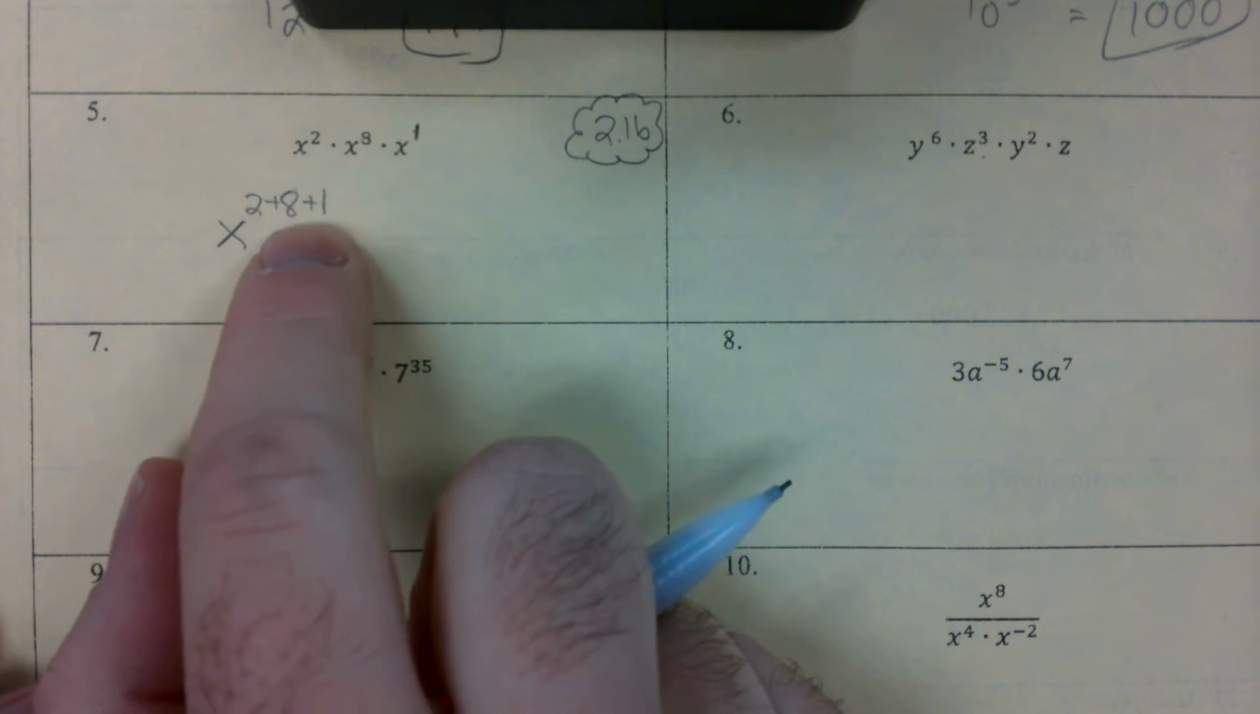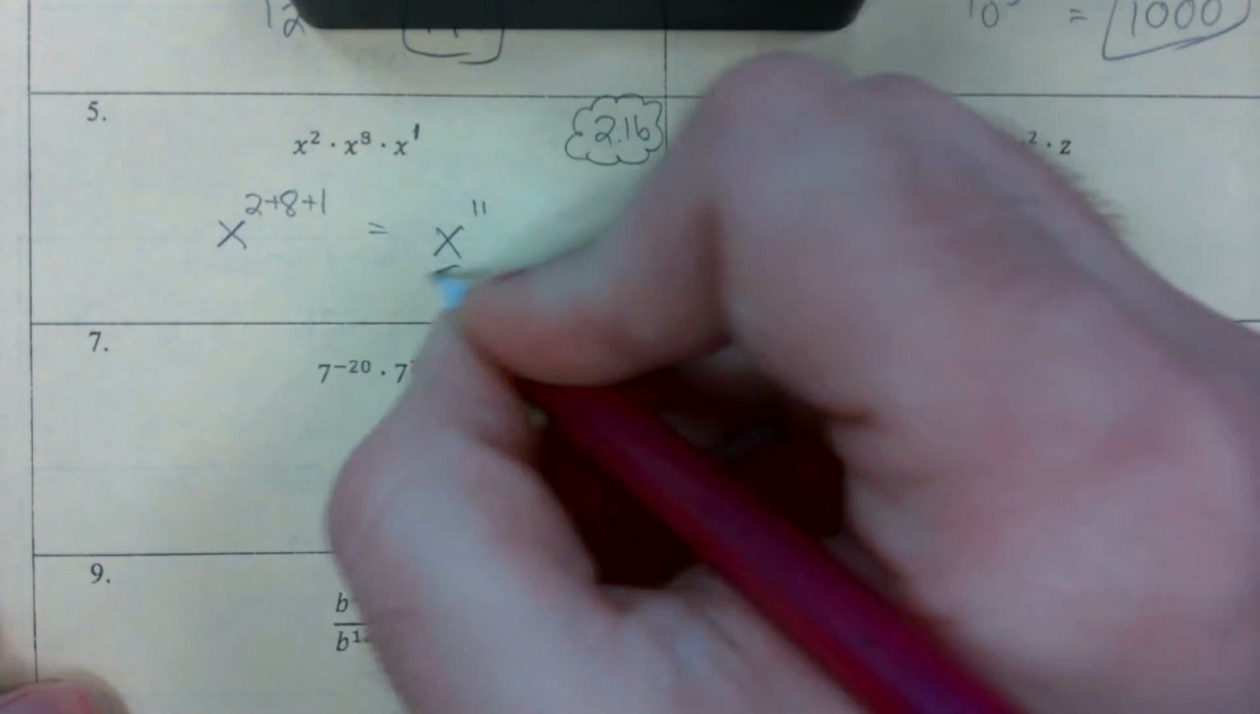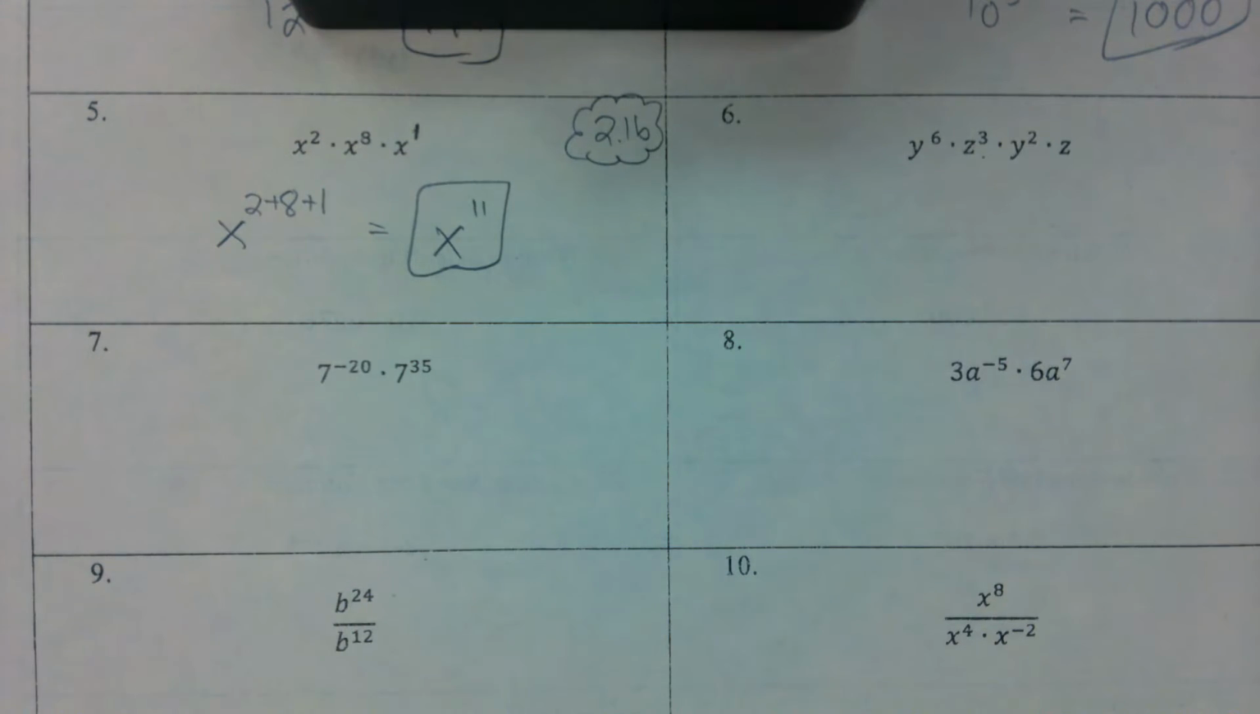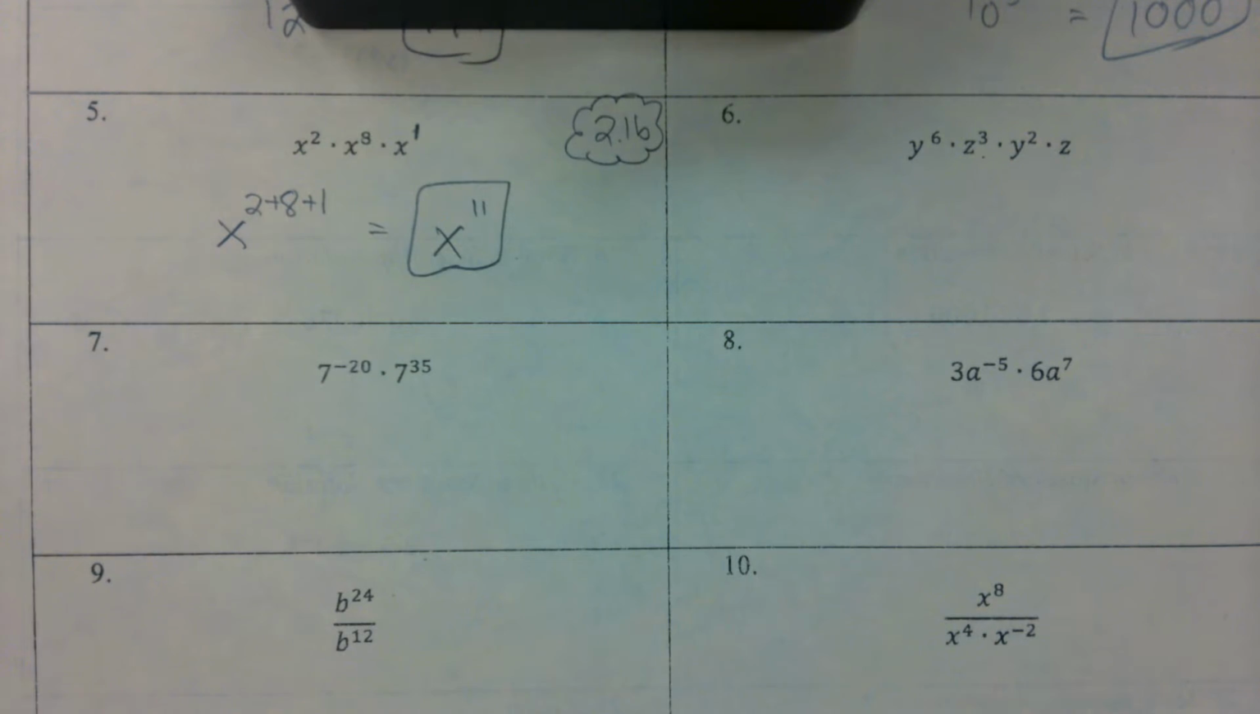Because when we add that together, it changes our exponent, and we get x to the 11th power. If you got x to the 10th, you were very, very close. You probably just forgot about this x to the 1st right here. So x to the 11th is the answer to that one.